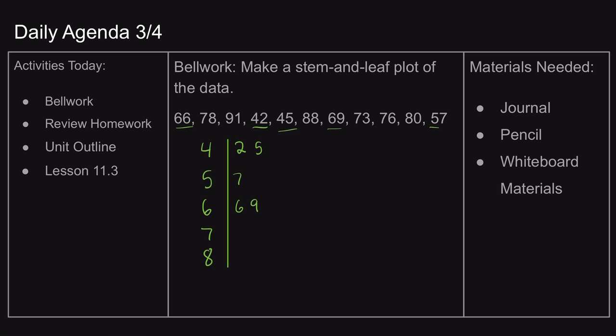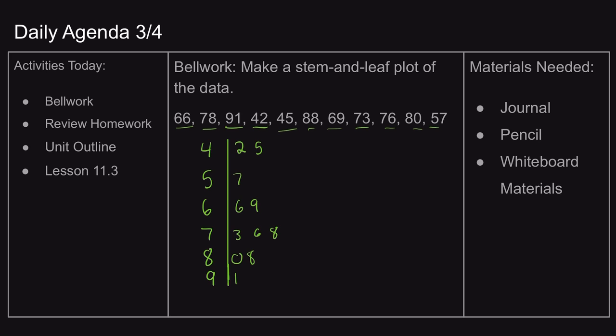For 70s, I got a 73, a 6, and an 8. For my 80s, I have a 0 and an 8. Looks like I actually missed that 9 earlier. So let's extend this just a little bit and add in our 9, and that's just a 1. So there we go. There's our stem and leaf plot. And we got all our numbers taken care of, and we're good to go.